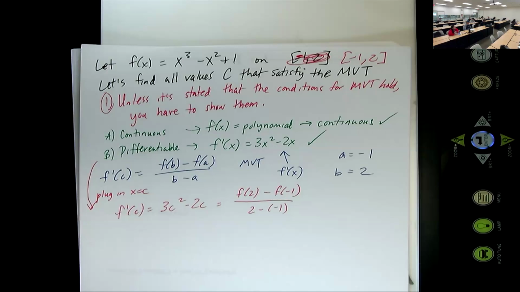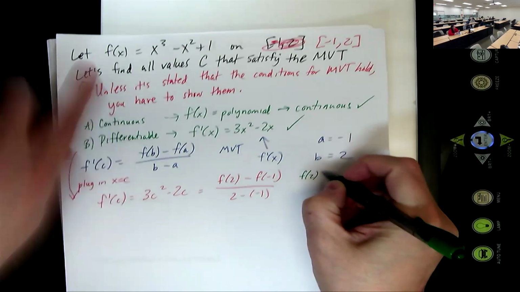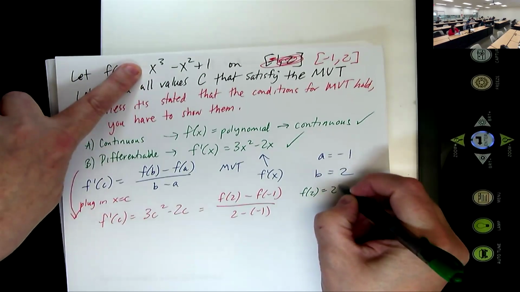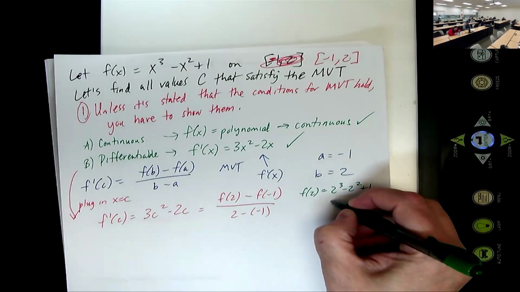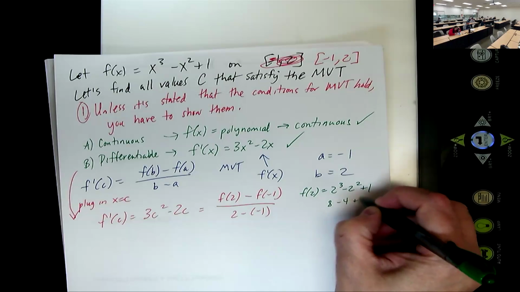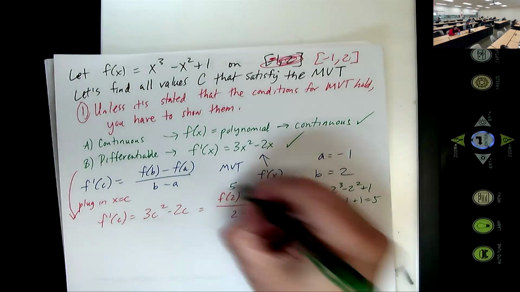Alright, so, well, we need f of 2 and f of -1. Maybe we'll just do this as a little sidebar here, we're plugging in up here. 2 cubed minus 2 squared plus 1. We have 8 minus 4 plus 1, looks like 5. So that'll be a 5 right there.